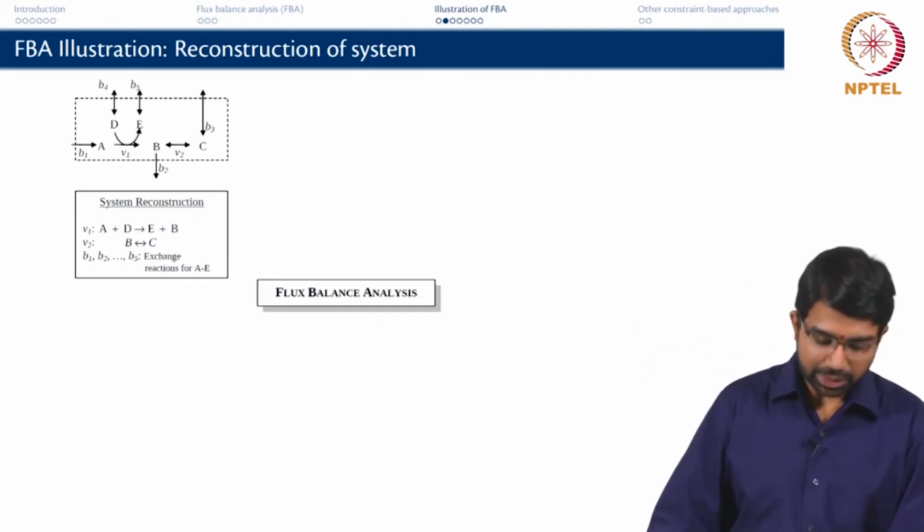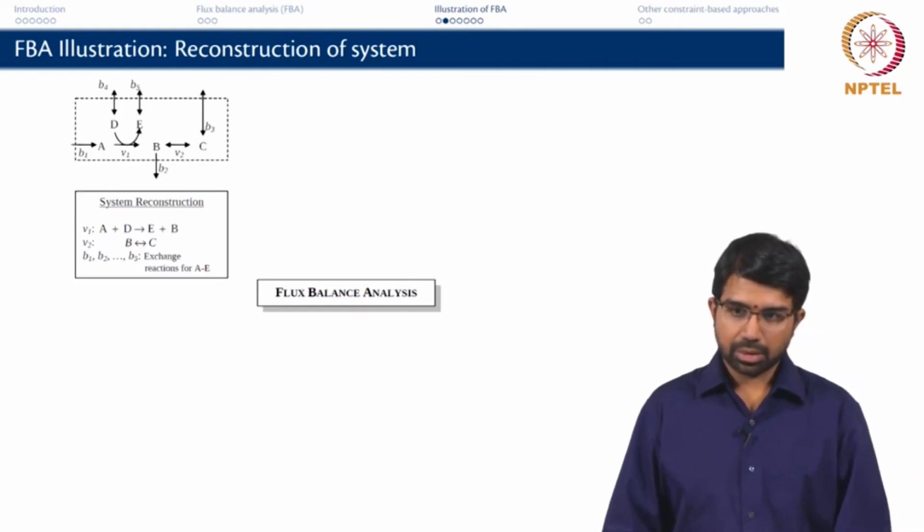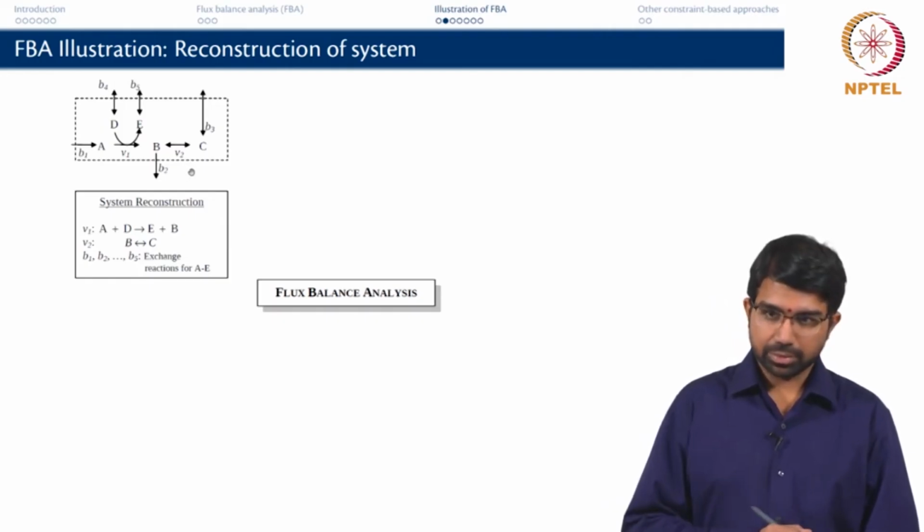What is your stoichiometric matrix? What is going to be the size of your stoichiometric matrix? M cross R. What is M and what is R? M is 5.